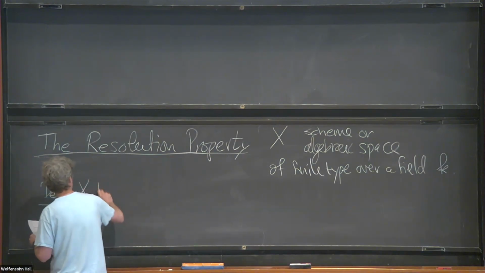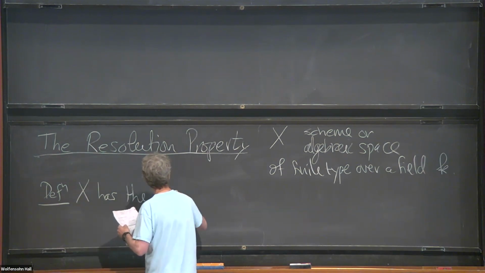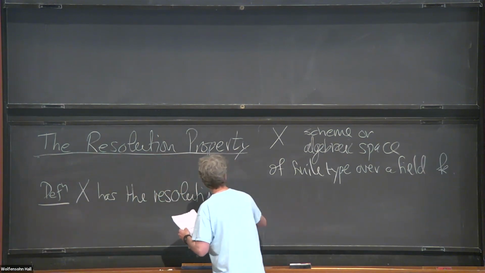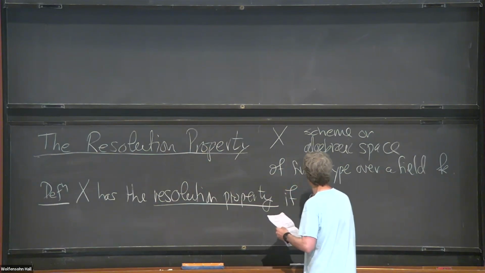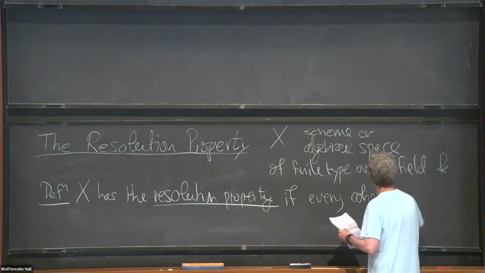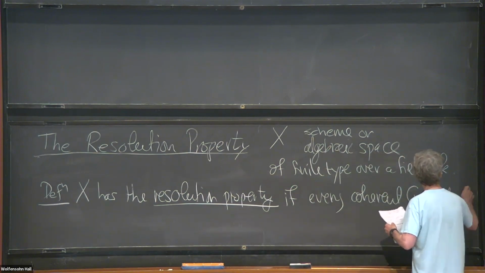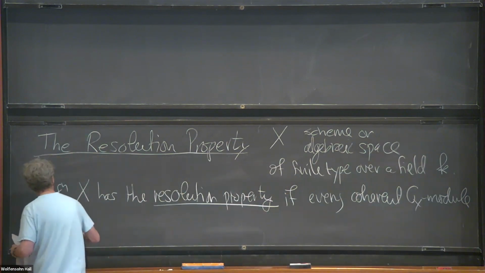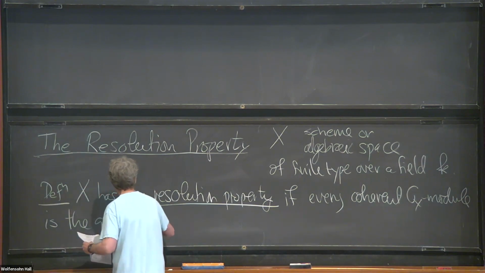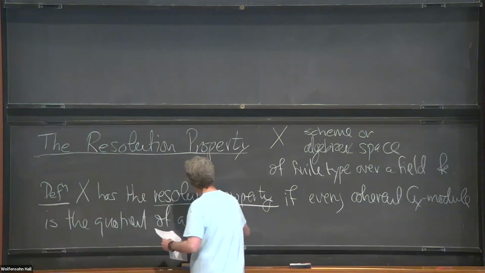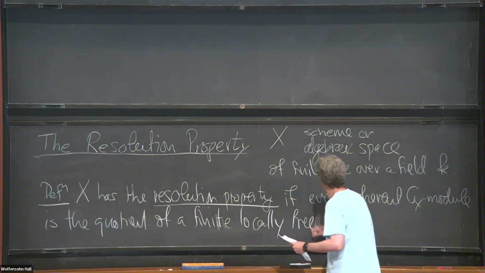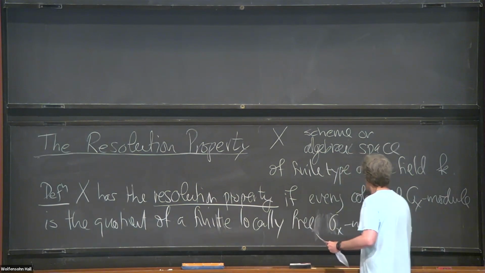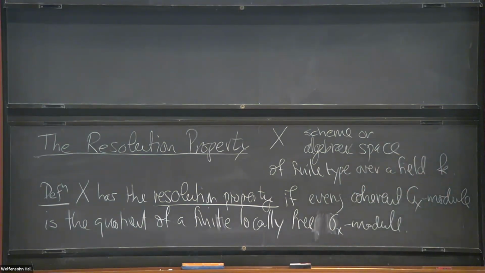The definition is that X has the resolution property if and only if every coherent sheaf is the quotient of a locally free sheaf of finite rank. Is the definition clear?